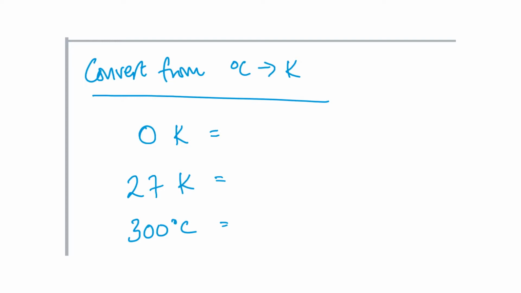So the first one, and a good place to start actually, is always refer to 0 Kelvin as minus 273 degrees Celsius. 27 Kelvin is then minus 246 degrees. And finally, 300 degrees was 573 Kelvin. Now, if you made an error here, then I strongly recommend re-looking back at the previous video where I just went through the conversion between the two.